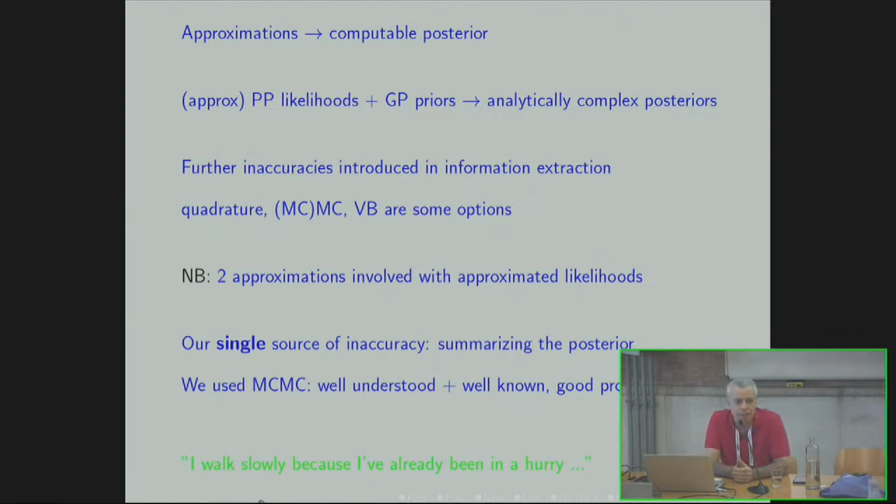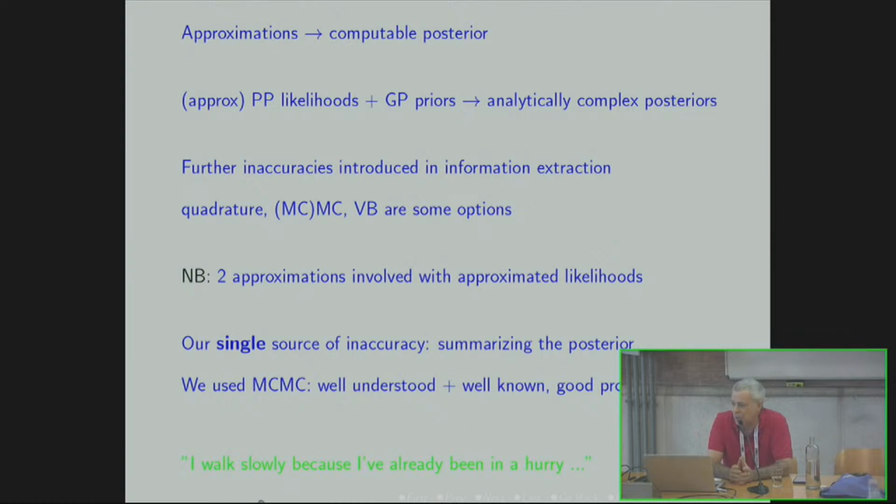Now, the fact that most people, or many people, shall we say, use this approximation means that they now have a computable posterior. They are allowed to compute the posterior, obviously apart from the multiplicative proportionality constant. But the fact that we are using Poisson process likelihoods, even in the approximated case, alongside Gaussian process priors, means that the posteriors that are obtained as a result are analytically complex, and we cannot extract any meaningful summary from them. And we need yet another approximation for extracting information to obtain posterior means, posterior medians, credibility intervals, and so forth, credibility regions.